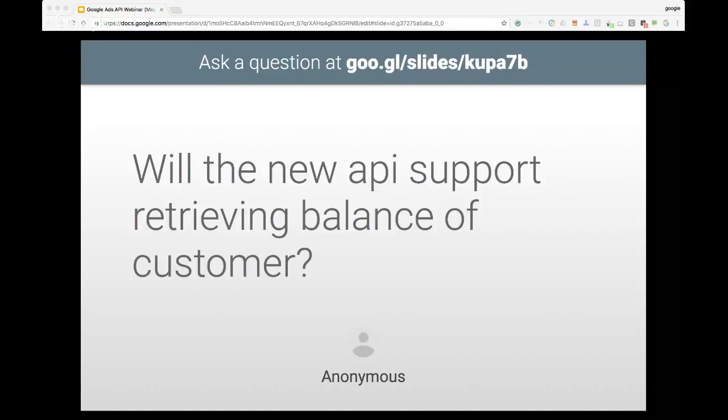Will the new API support retrieving the balance of a customer? Again, right now, feature parity is our target. I know that a lot of people have asked about retrieving things like account level billing balances, and we've heard those feature requests. I can't make any promises, but we are working on addressing as many as we can. So stay tuned. It's possible that we may be able to address this in a future incremental version, or in the Google Ads API as it rolls out.